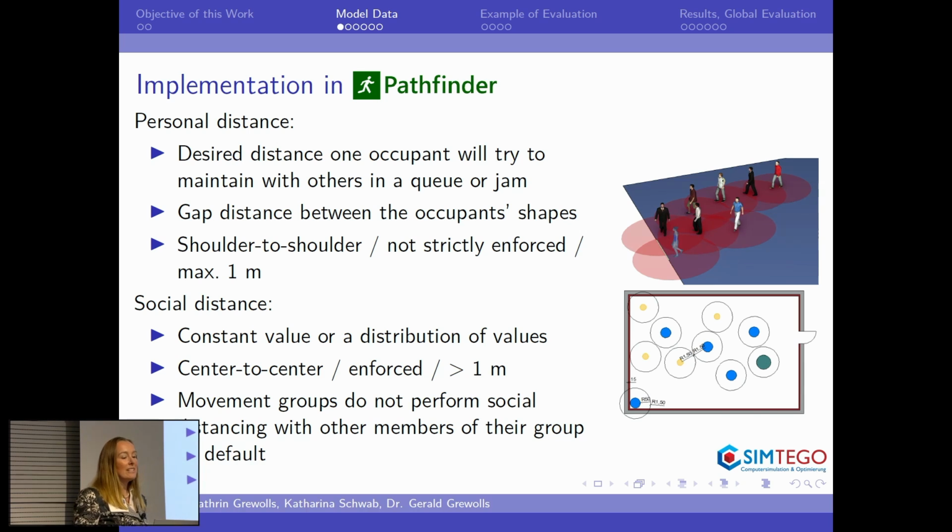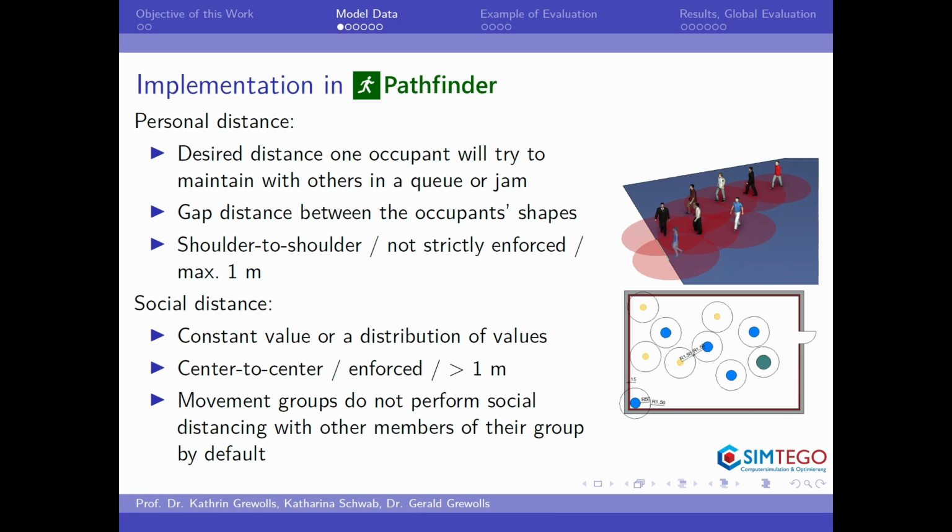Whereas the social distance is a constant value or a distribution of values. It's center to center, so it's not measured shoulder to shoulder. It's enforced, and it should be larger than 1 meter. Movement groups do not perform social distance with other members of their own group by default. But, of course, it is possible.